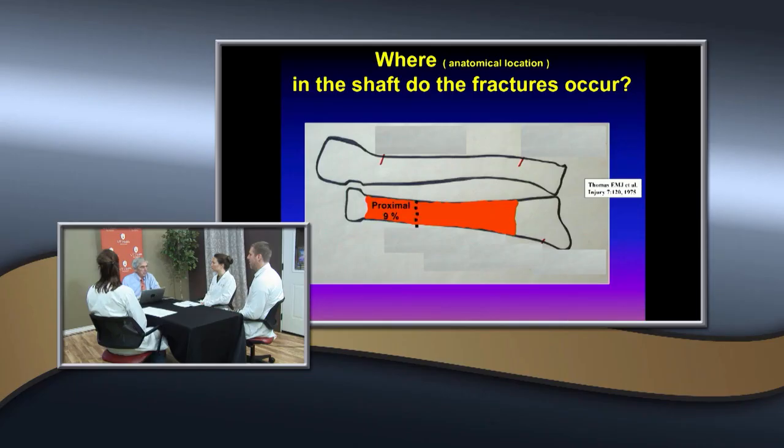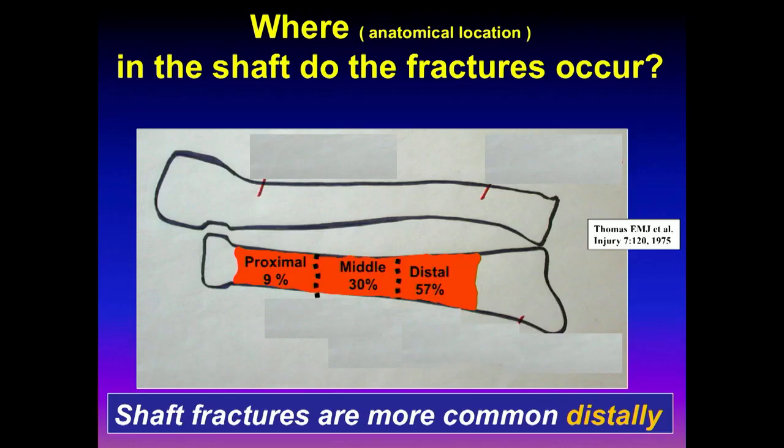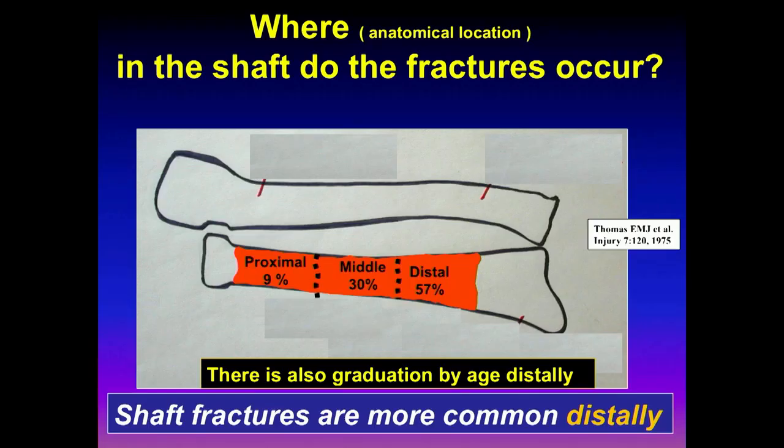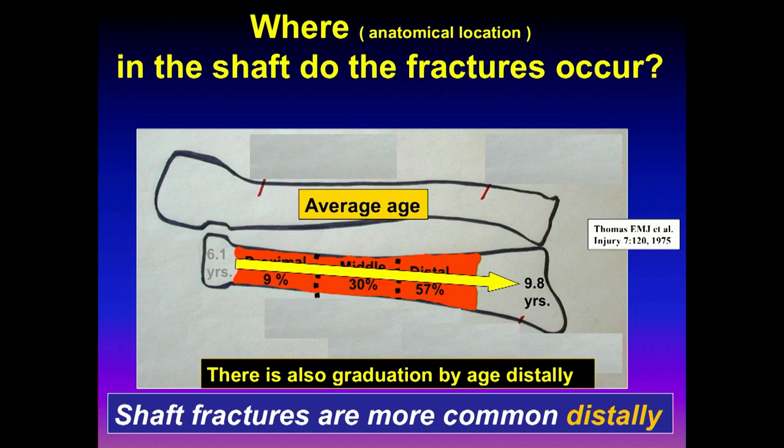Okay, now, where in the shaft do the fractures occur? How about proximal? About 9%. In the middle, it's about 30%, and in the distal, it's about 57%. So what's the message here? The more distal is where most of our action is. And why is that? That's when you're getting towards the metaphysis. That's right, and it's a little bit more immature bone. There's also a graduation by age. The average age here is about 6 years, and it's really not until a little bit older, about 9.8 years.